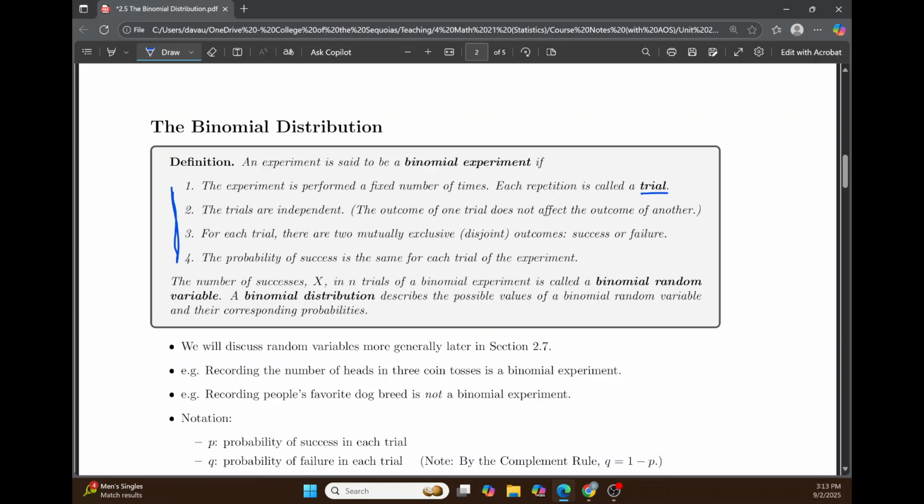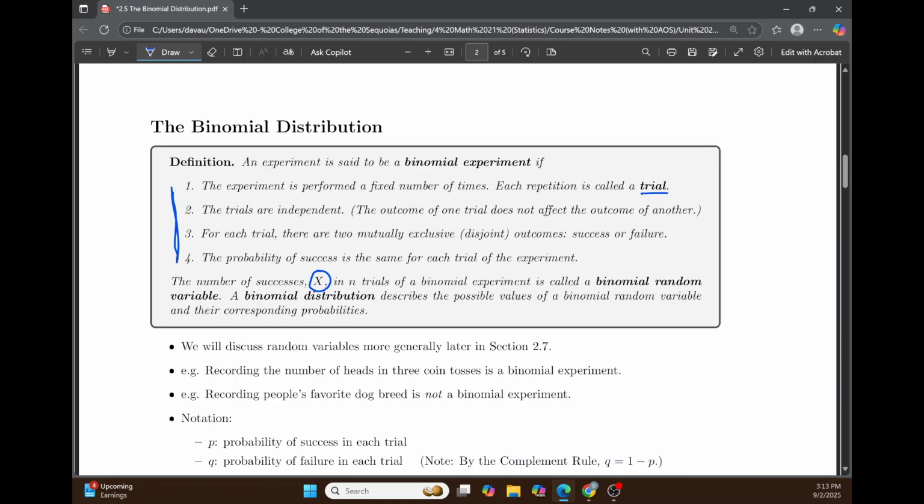Now, if we count up the number of successes, x, in n trials of a binomial experiment, then we get what's called a binomial random variable. We'll discuss random variables in more detail in section 2.7. But for now, just know that if you're counting up the number of successes, x, in n repetitions of a binomial experiment, then you get a binomial random variable. A binomial distribution describes the possible values of a binomial random variable together with their corresponding probabilities.